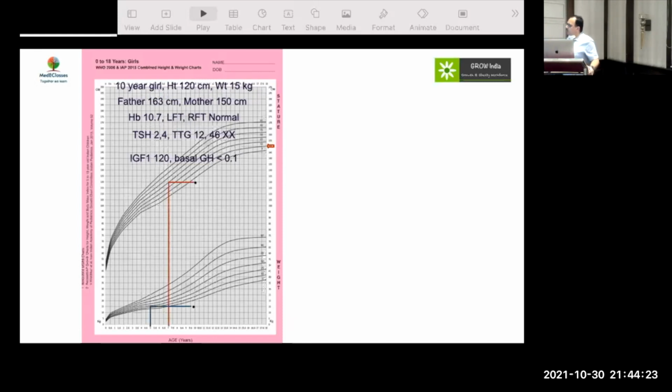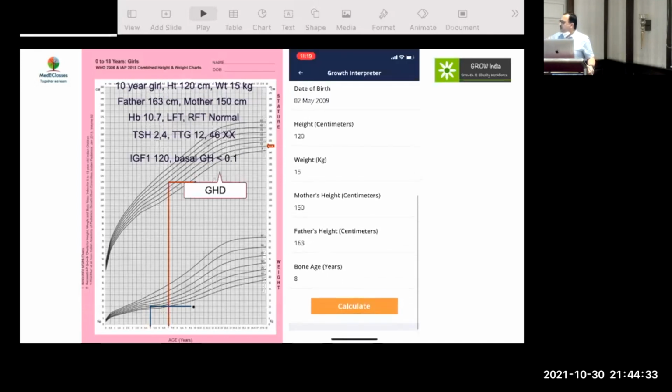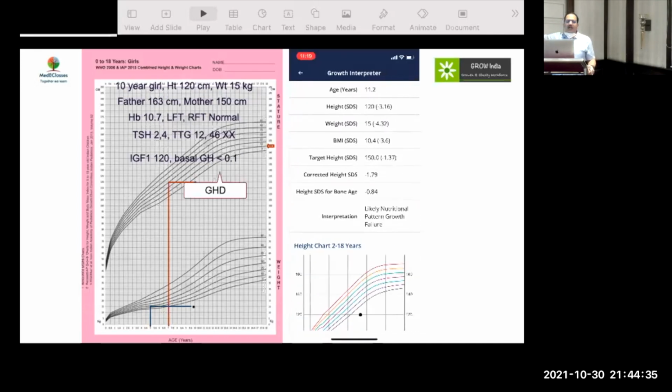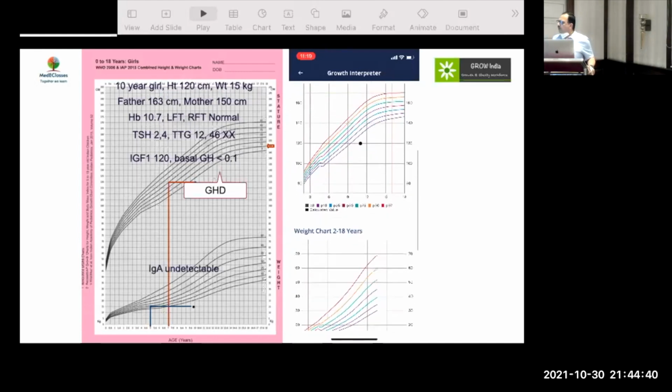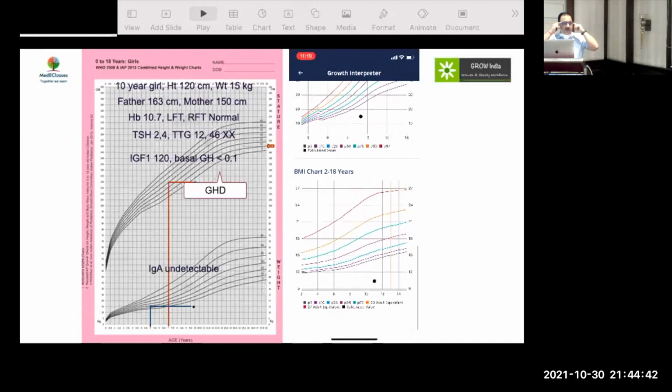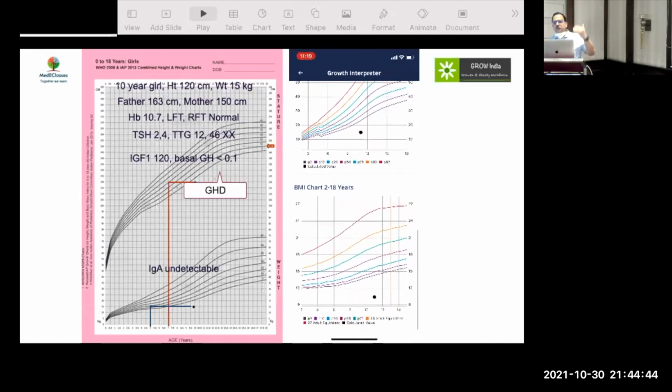And what happened was that there was no response to growth hormone. So then the child came to us, and when we did evaluation further, the app interpretation also talks about likely nutritional pattern. So this is a classical nutritional pattern. Now, when we worked up further, we found that the IgA levels were undetectable. So TTG was falsely found to be negative. So in this setting, if you have nutritional factors, don't do growth hormone evaluation. You think of other possibilities, and IgA level will become important from that perspective, and the diagnosis changes.